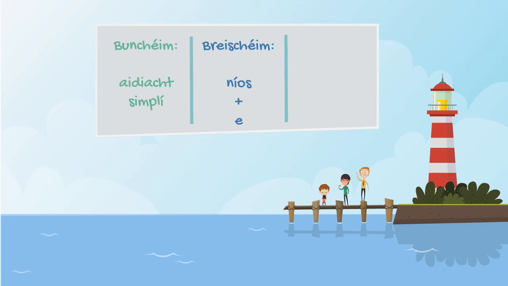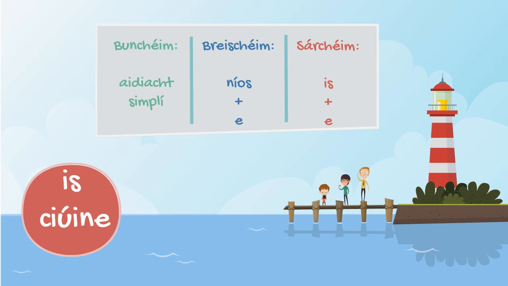And finally, the sárchéim, which is the "most" of the comparative. To use the sárchéim, the word is comes before the Aidiacht, and an E is added to the end of the Aidiacht, like is ciúine, quietest.